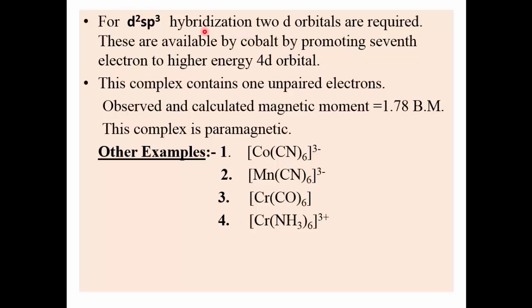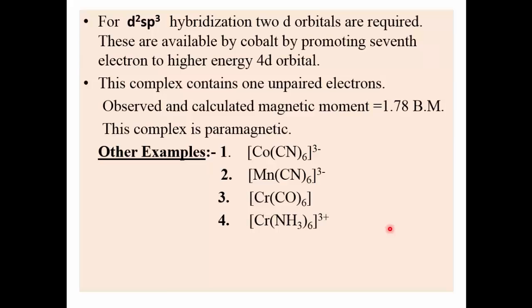Remember well, for d2sp3 hybridization, 2d orbitals are required. These are made available by cobalt by promoting, exciting the 7th electron to the higher energy 4d orbital. So this is about this cobalt complex. Now see other examples. In these examples, the hybridization is d2sp3. Remember well: Co(CN)6 3-, Mn(CN)6 3-, Cr(CO)6, Cr(NH3)6 3+.